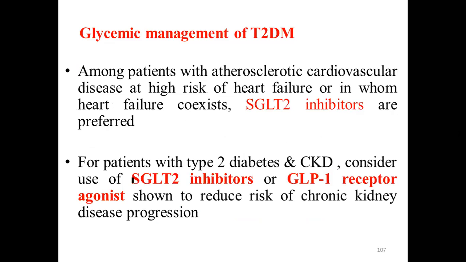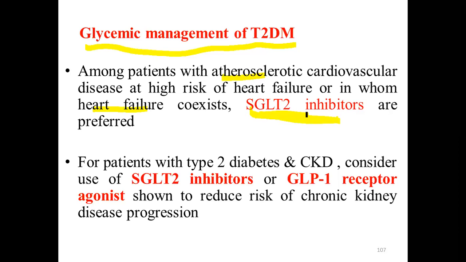Then let's see other circumstances of managing type 2 DM. When a patient has any cardiovascular disease or coexisting heart failure, SGLT2 inhibitors are preferred because they can reduce the progression of cardiovascular disease apart from controlling the blood sugar level. That is why this class of drugs is preferred. And I told you, one of the SGLT inhibitors is even approved for managing heart failure. So heart failure plus DM, this will be the preferred choice.